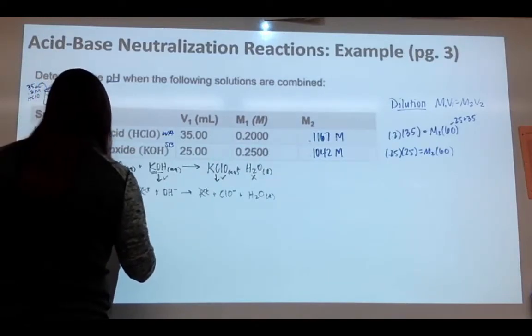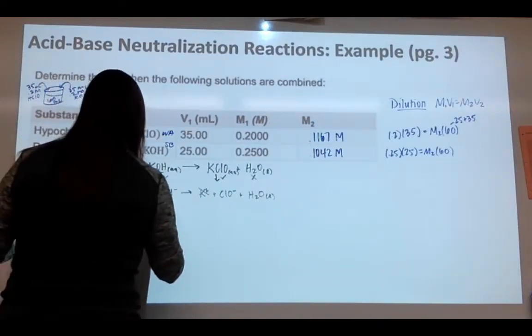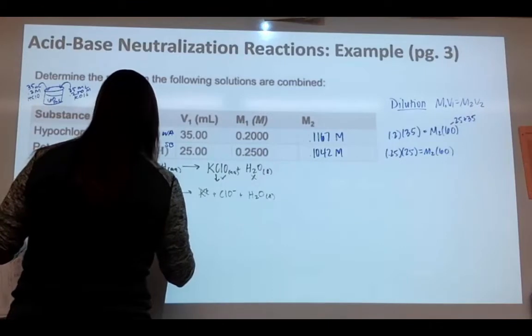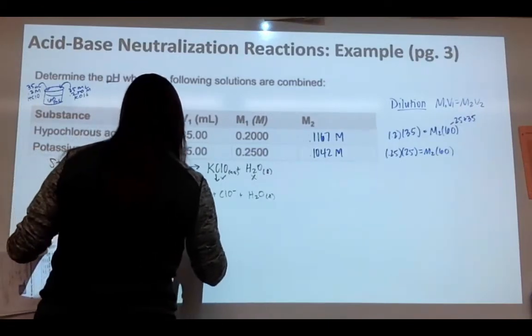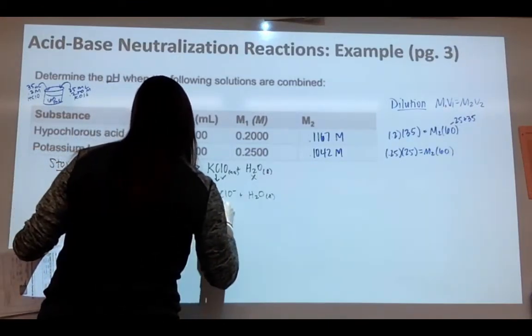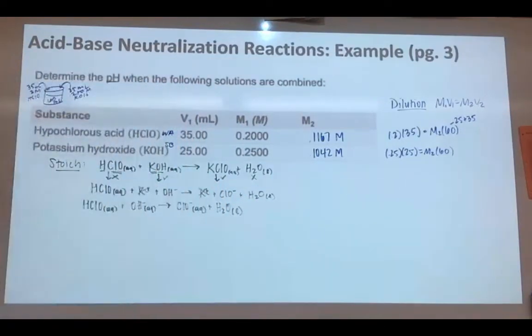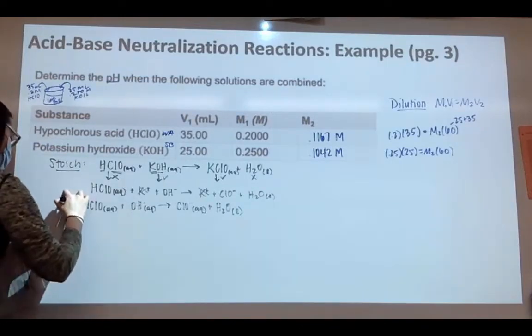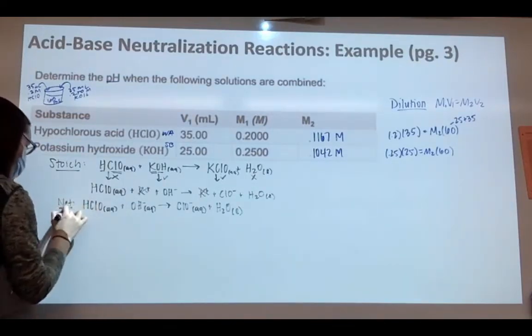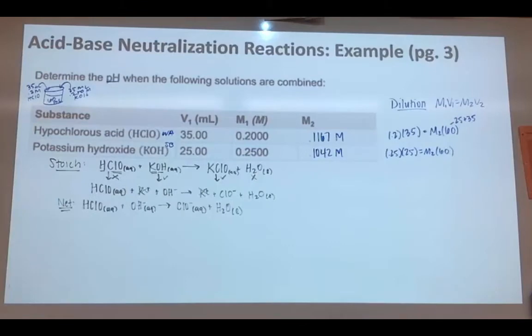HClO plus OH minus. Remember, ions are always aqueous. Yields ClO minus plus H2O. There's my net ionic. So I'll write net. It's important that you can still do net ionic equations. College Board always just wants net ionic.